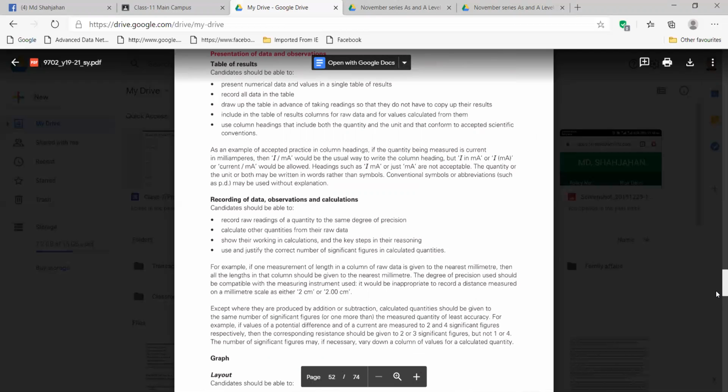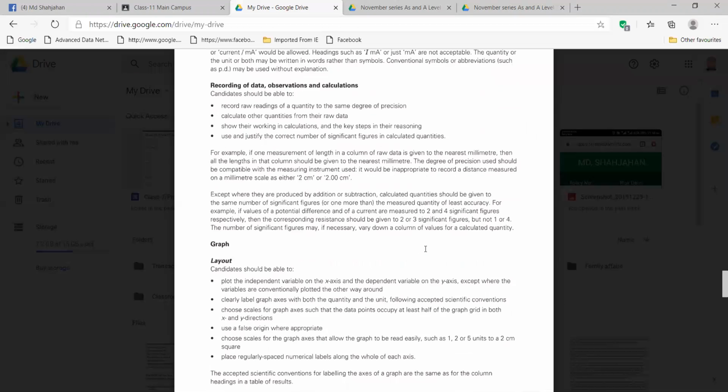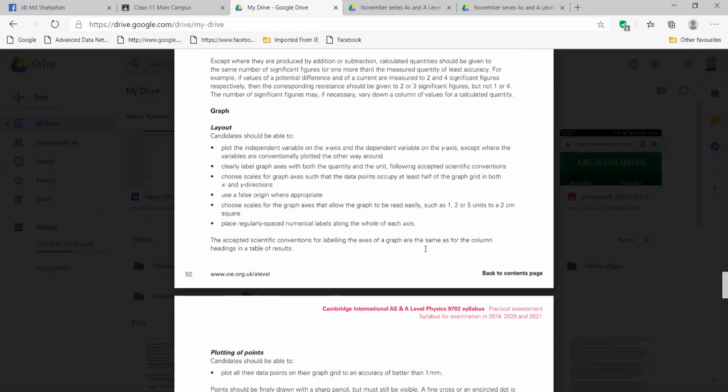Now we will continue with the graph. In question 1, there are 2 questions in the practical paper. In question 1, you have to draw the graph from the recorded data of the experiment. You have to draw the graph, and how to draw the graph, there are some instructions from Cambridge.